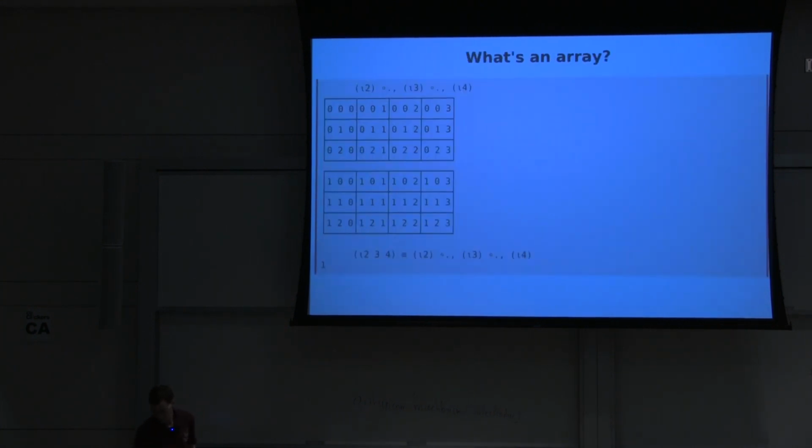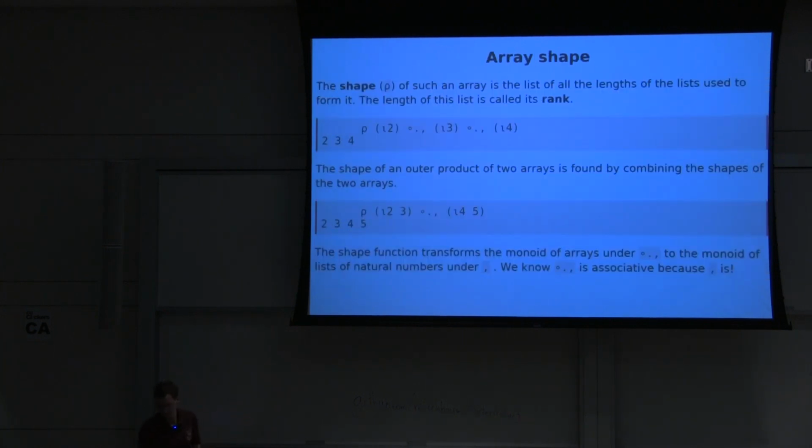Okay, facts about this array. It's a three-dimensional thing. We say it has rank 3, and its shape is produced by looking at the shapes of each list in the outer product. So if you have an outer product of lists, the shape of that array is just the lengths of those lists put together into a list. And the rank is the number of lists, or the length of that shape.